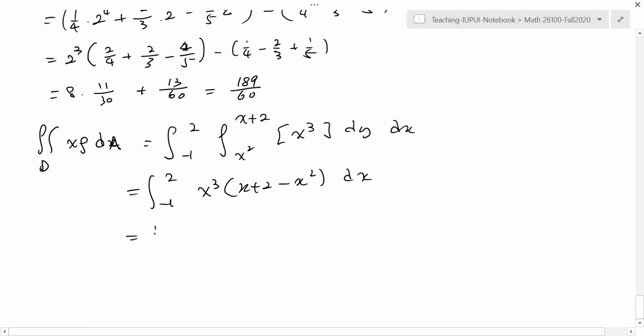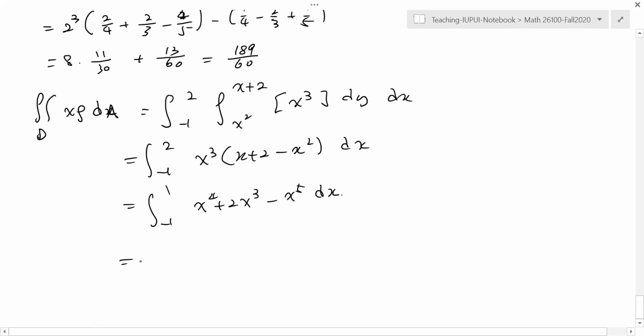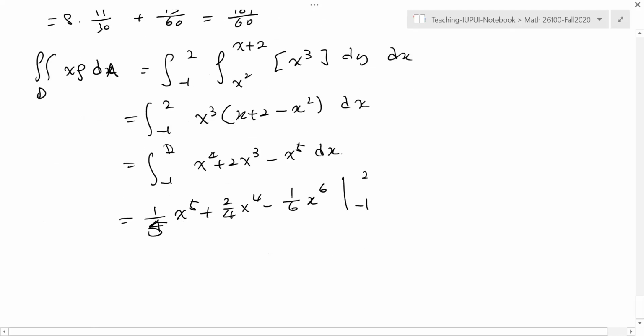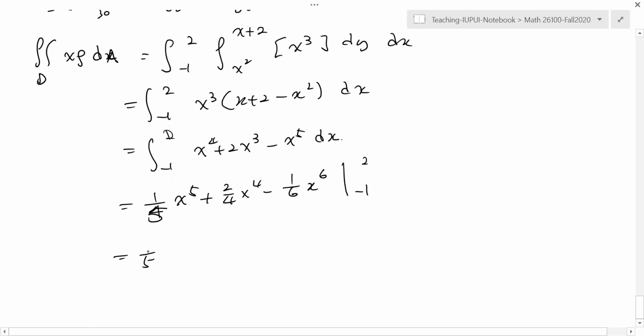And then you have to find the antiderivative of this function, which is 2x cubed plus x to the 4th minus x to the 5th dx. So the antiderivative is going to be x to the 5th plus 2 over 4 x to the 4th minus 1 over 6 x to the 6th. Evaluate the 2 endpoints. This time I'm not going to finish the calculation, so I just put the number there.